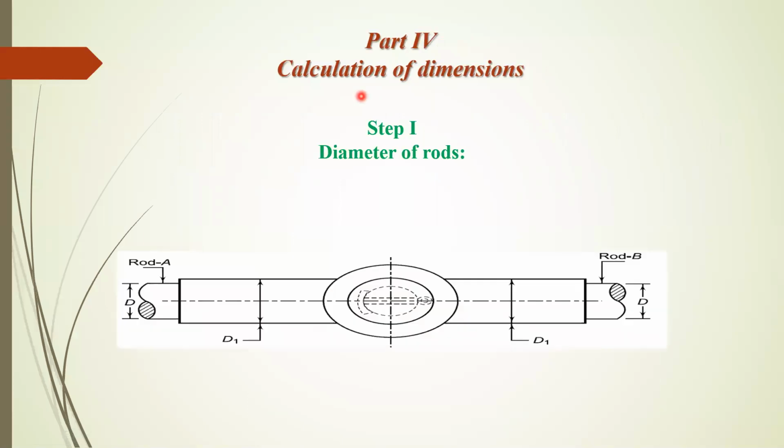Right. Next step, part number 4, that is calculation of dimensions. These are the actual dimensions we need to calculate in this step. So this part 4, calculation of dimensions, is divided into a number of steps. We will proceed with step 1. In this step 1, we have to calculate the diameter of rods. You can see here this rod has diameter capital D, and the enlarged diameter of the rod is capital D1. So how do we calculate that diameter D?